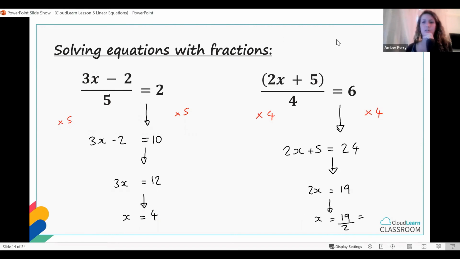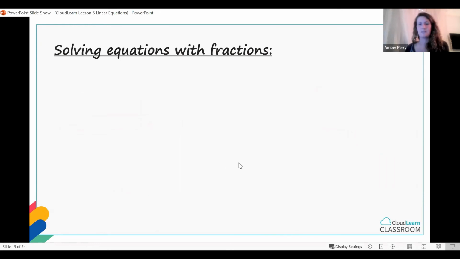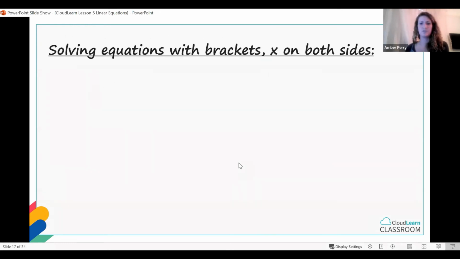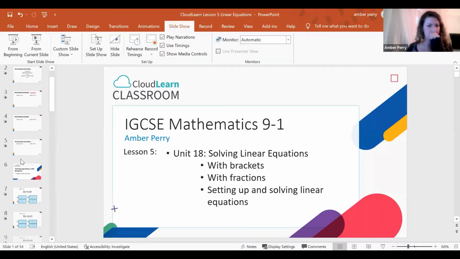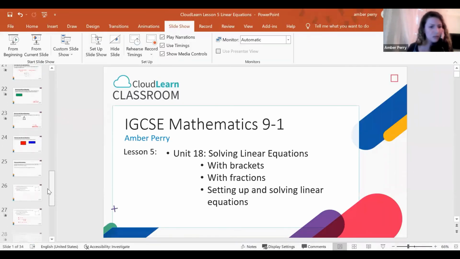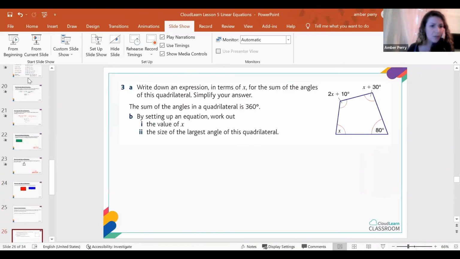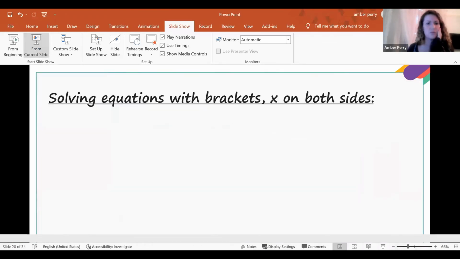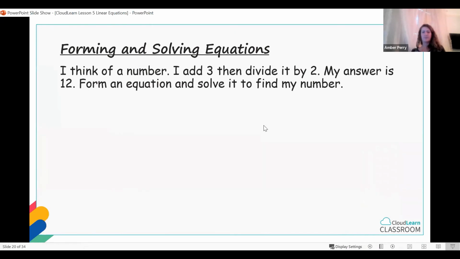Yeah. So in fact, I might move on to some more. I wanted to move on to do some forming equations, because I think that's just got a little bit more interesting. So in your exam, you will probably get questions where you're actually being asked to form your own equations as well. So I'm just going to spend the last 10 minutes or so doing some of that.